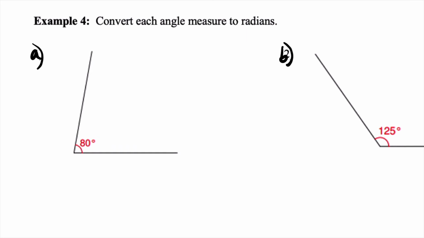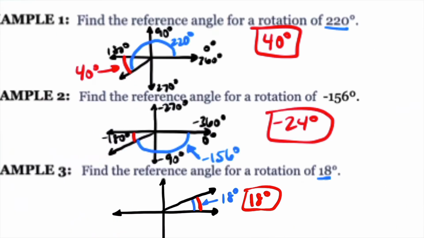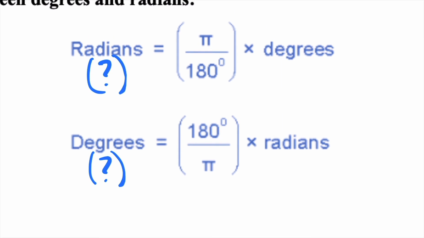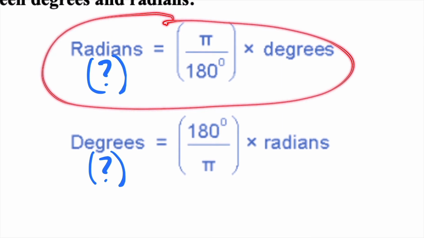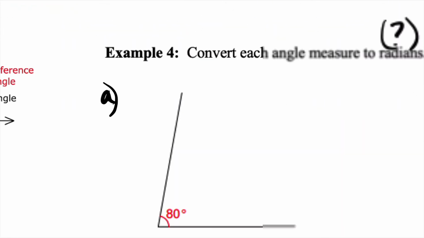So we don't know radians. Radians is my question mark here, right? So if radians is my question mark, I'm going to use the top one. It's written on the board too. Pi over 180 degrees times, and then whatever the degrees is. Okay, so pi over 180 degrees.